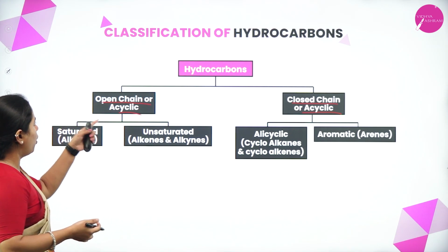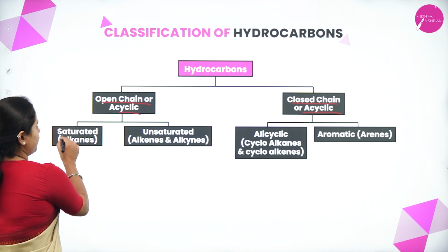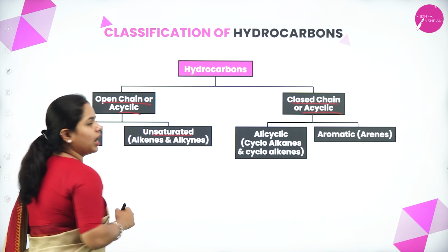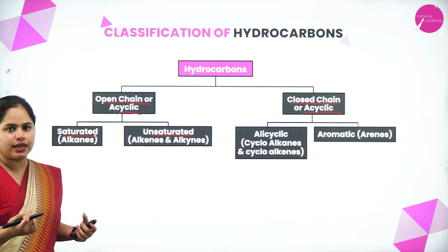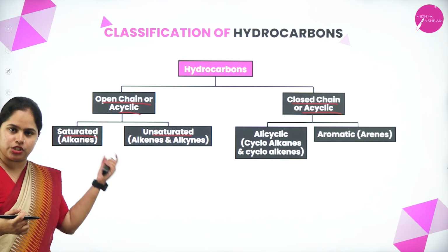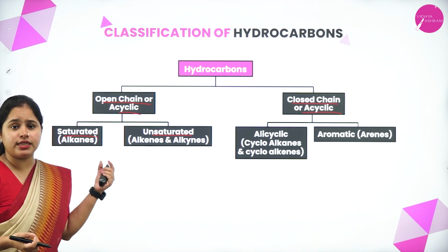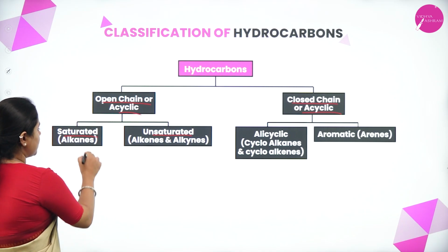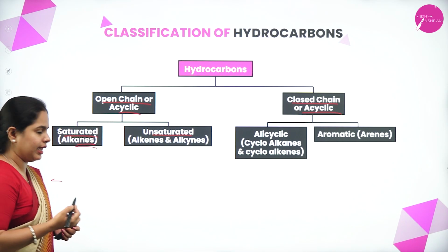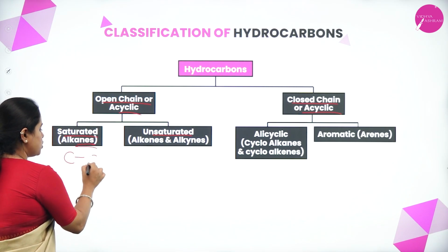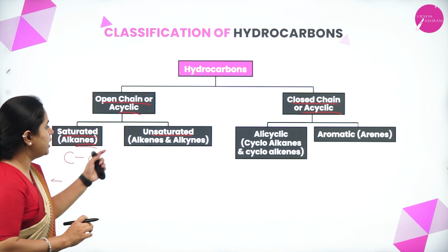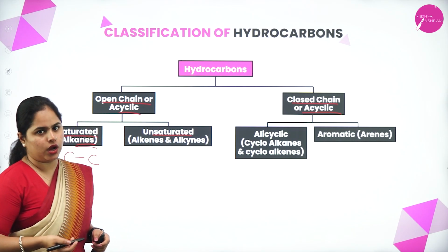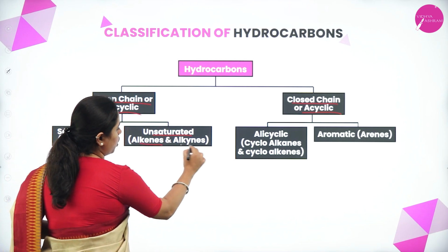Okay, so open chain or acyclic is further classified into saturated and unsaturated, right? That is, which does not contain any cyclic structures. So there are two classifications under that itself. First is the saturated hydrocarbons. Under saturated hydrocarbons you have alkanes. So alkanes are those hydrocarbons which contain only single bonds, right? The next one is unsaturated hydrocarbons, that is alkenes or alkynes.